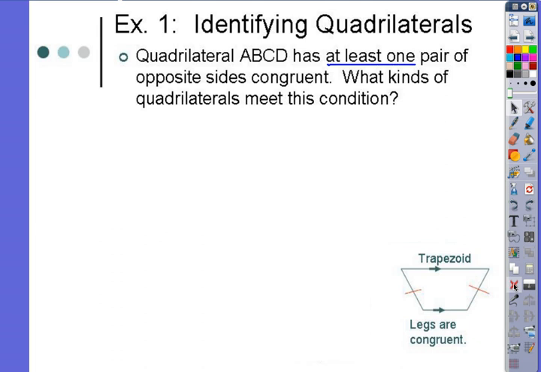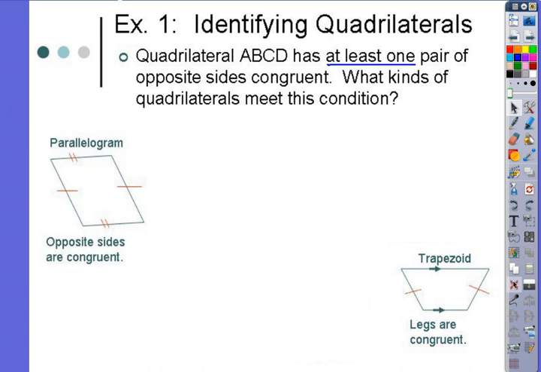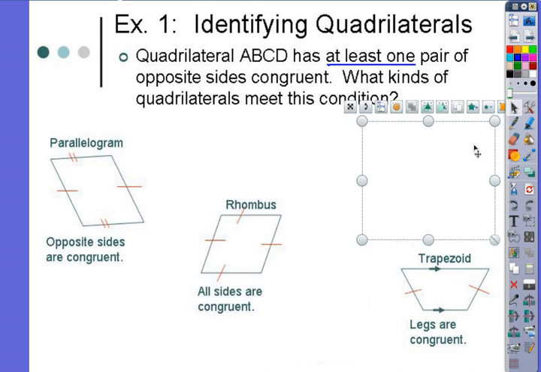So, could be any parallelogram, including, I hid these for myself, rhombus, rectangle, or square. Any of those would work, because they all have at least one pair of opposite congruent sides. Could be a bunch of stuff.